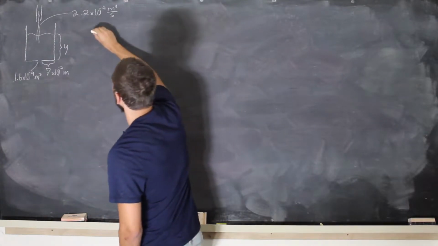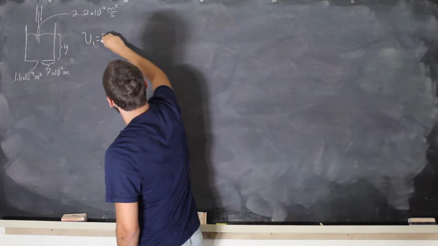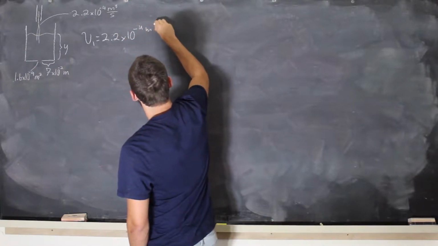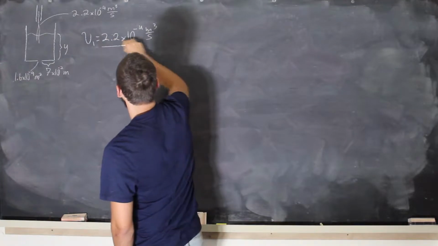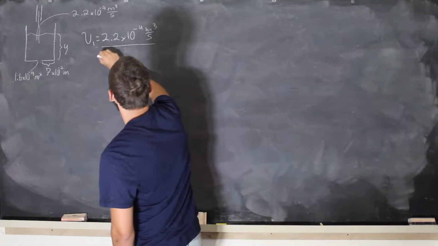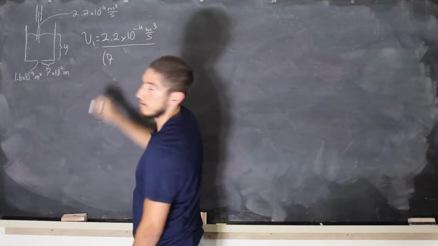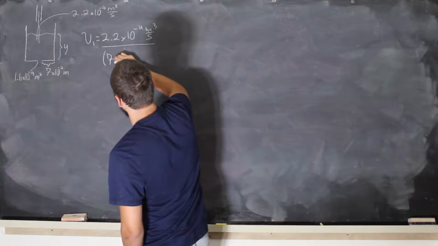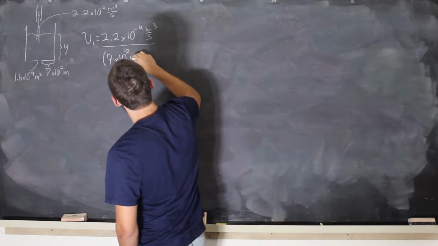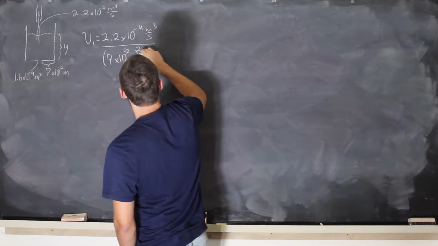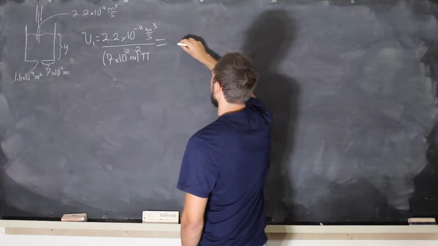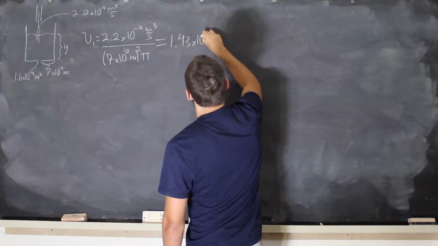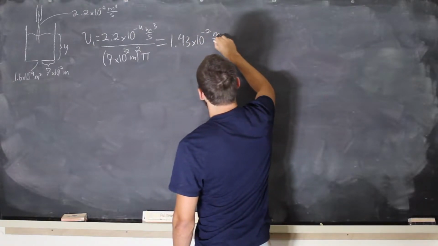So that's going to be V1 is equal to 2.2 times 10 to the negative 4 meters cubed over seconds divided by the area, and this is a cylindrical bucket, so the area is going to be r squared pi, 7 times 10 to the negative 2 meters squared pi, and that's going to be equal to 1.43 times 10 to the negative 2 meters per second.